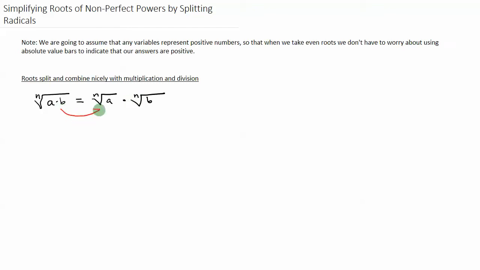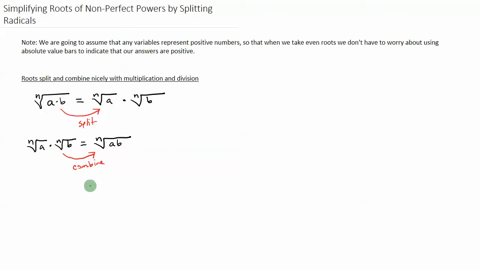Going this direction is called splitting the radical. If I go the other way, if I take my two nth roots and multiply them, well then, since it's multiplication, I could also combine those two radicals into a single nth root where a times b is multiplied underneath that nth root. That direction would obviously be combining, because I have two roots combined into one.